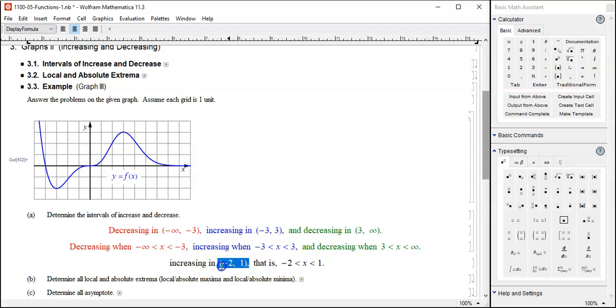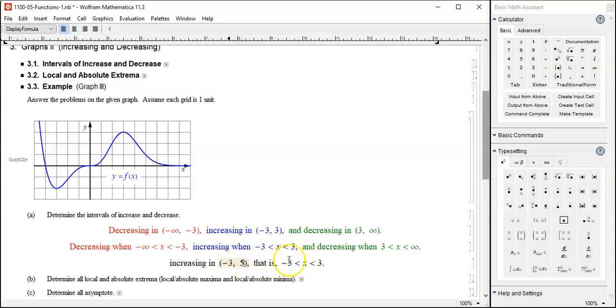However, negative 2 comma 1 is not the interval of increase because it's not the largest of its kind. You see, it's included in this larger interval, negative 3 to 3. So from negative 2 to 1, increasing, yes, but it increases further up all the way to positive 3. And the other one extended all the way to negative 3. So this is not the answer. You're not going to get credit like this. Negative 3 to 3 is the largest of its kind.